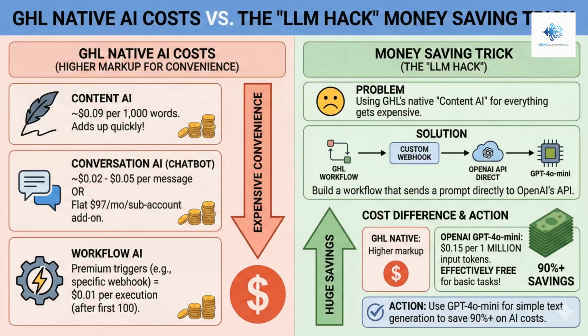So if you're generating content on the top left there, it's 9 cents per 1,000 words. So you want to build a blog, for example, and you want it to be 1,500 to 2,000 words, which is the optimal length for a blog. It's going to start costing as well on a daily basis.